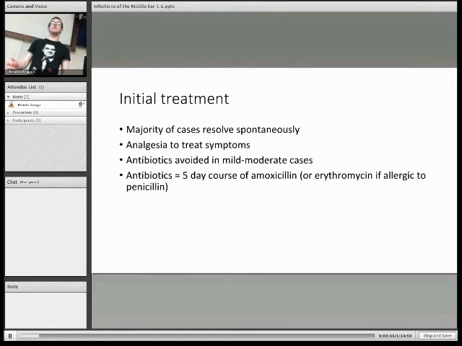A mild to moderate case would be if the symptoms have lasted for more than 3 days, if they're particularly severe as well, if there's any otorrhea, which is discharge from the ear, and if any complications develop, and I'll go on to complications later. Antibiotics that are used are usually a 5-day course of amoxicillin, or erythromycin if they're allergic to penicillins.